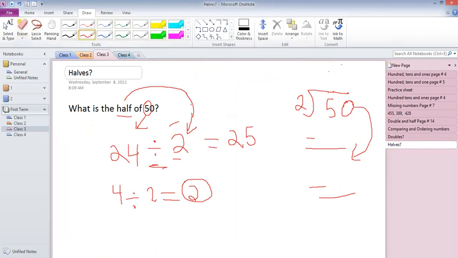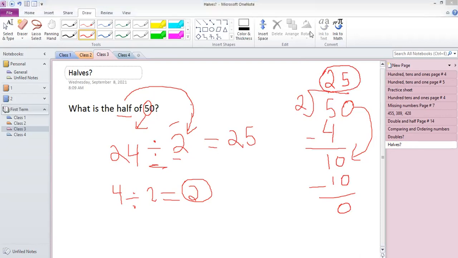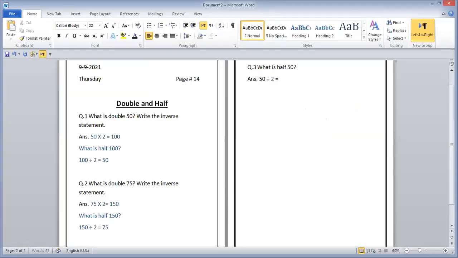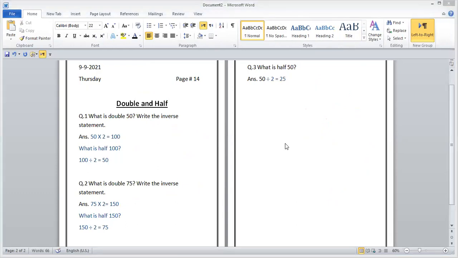So you will check the table of 2. 2 ones are 2, 2 twos are 4, 2 threes are 6. 2 fours are 8, you will take 5 minus 4, 1. Then this 0 you will put down, and 2 fives are 10. So 10 minus 10, 0. So 2 multiplied by 25 will give you 50. That means that 50 divided by 2 is equal to 25. Clear, guys? Yes, sir.